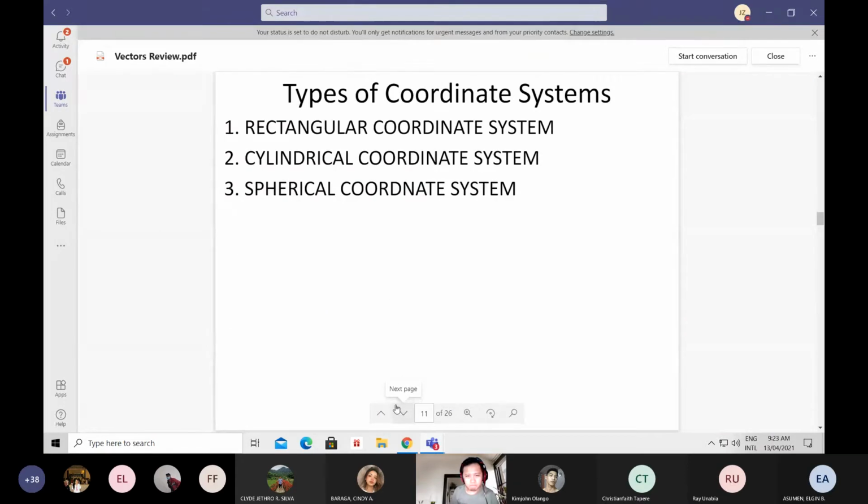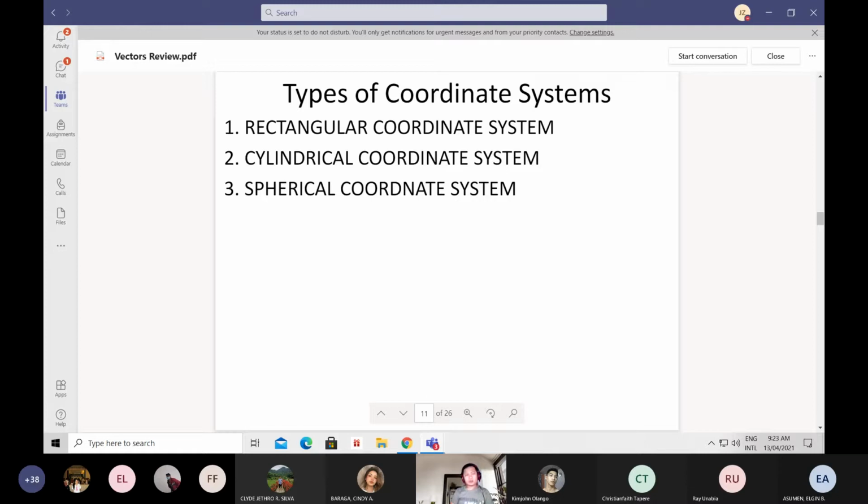Okay, now let's proceed with the different types of coordinate systems. Now, we have 3 different types of coordinate systems. So you have the rectangular, you have the cylindrical, and you have the spherical coordinate system.